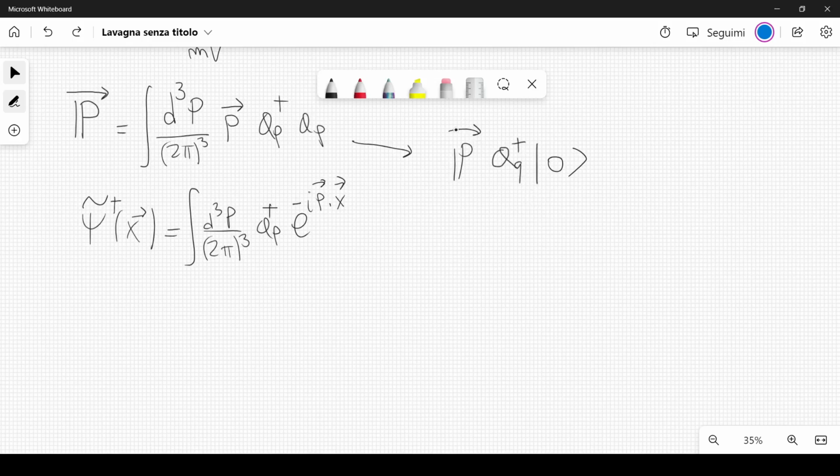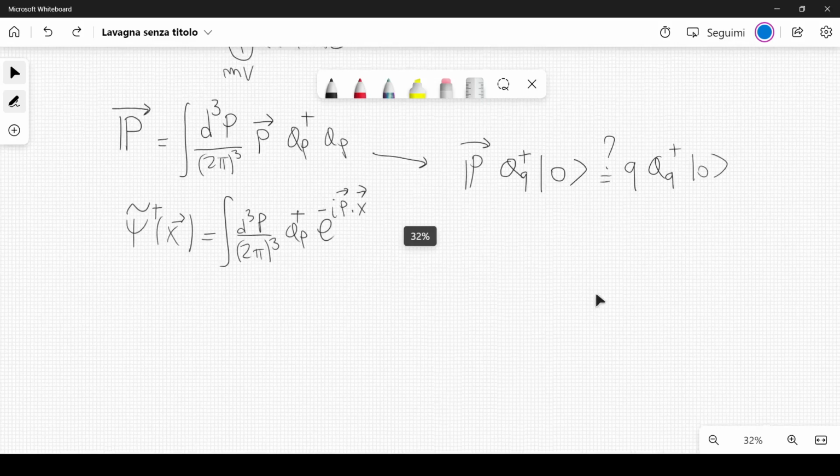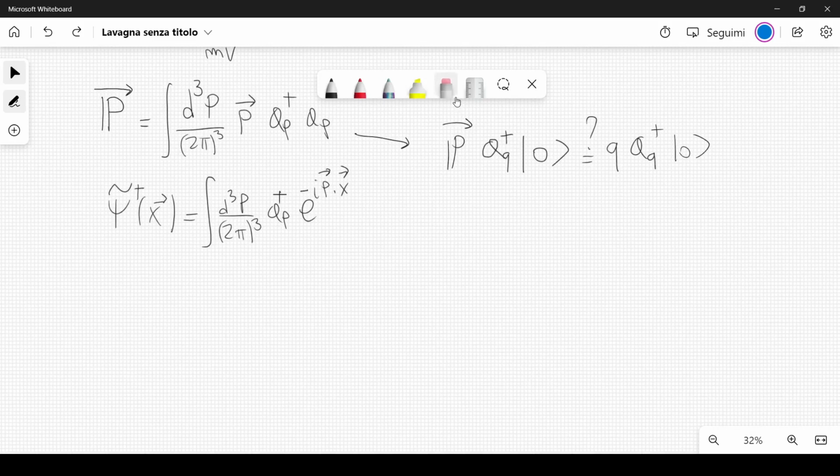How do I show that? Well, I have to show that this operator P acting on a_q dagger vacuum should be equal to q a_q dagger vacuum. I want to prove that this is the case. If this is the case, then we can treat this P here as the momentum operator. How can we do that? Well, we have to work out the details. So we start from here. We have P acting on a_q dagger vacuum.